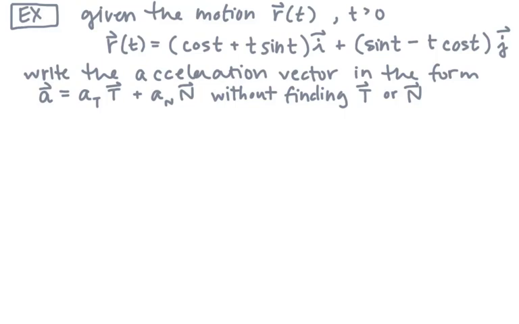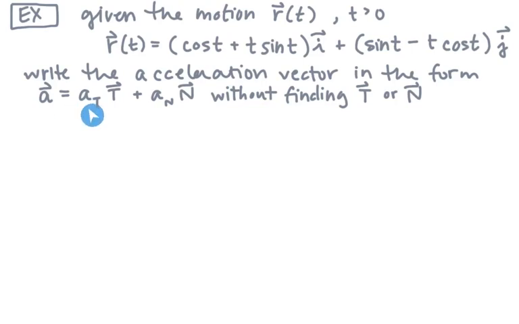For this example, we're going to talk about finding an acceleration vector. Here we're given motion described by this position vector for all t greater than 0. So we have r of t equals cosine t plus t sine t times i plus sine t minus t cosine t times j. And we're going to write this acceleration vector in the form that we defined previously.